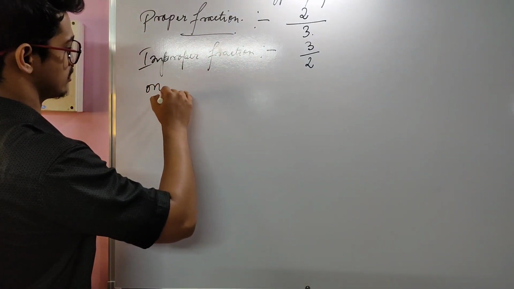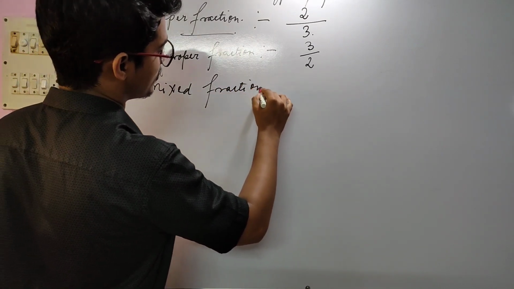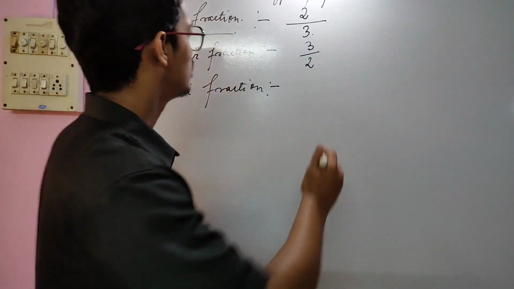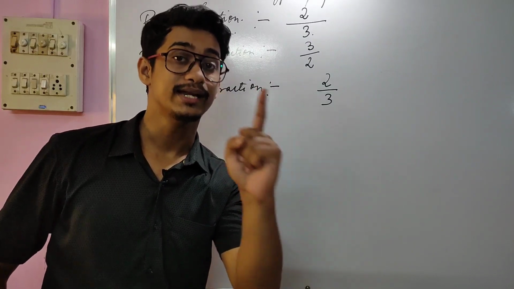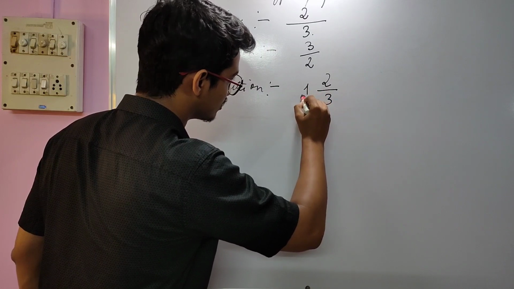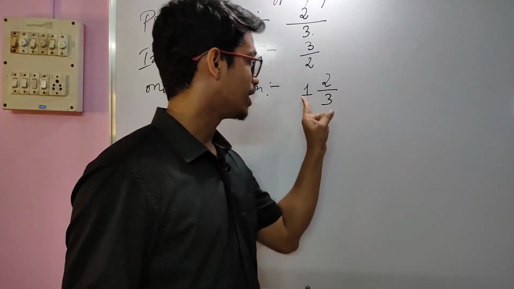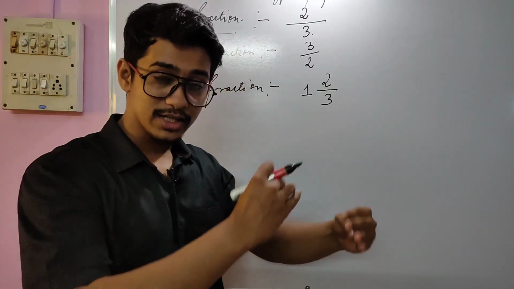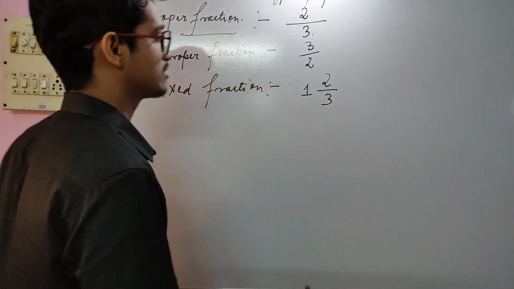Now comes the mixed fraction. Mixed fraction is nothing but the combination of a natural number along with a proper fraction. So the proper fraction is, let's say, 2 by 3, along with one natural number. The natural number must be situated just aligned with this 2 by 3. So we have to speak like 1 2 by 3. So that is actually mixed fraction. So mixed fraction can be converted into improper fraction. How? Let me just give you the demonstration.